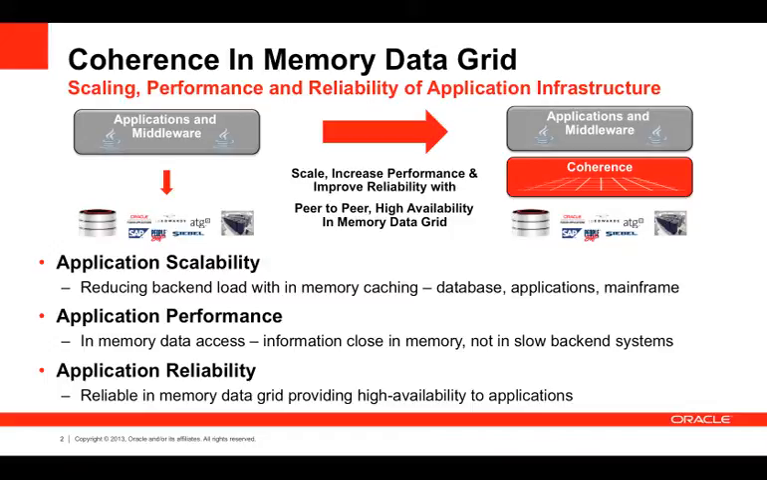Coherence allows you to scale your application in a cost-effective way by reducing backend load with in-memory caching. You can also increase the application performance because the applications can access the data from the cache instead of having to go all the way to the backend systems. You will see better reliability as well, as Coherence can continue to make the data available in the cache when the backend system might go down temporarily.